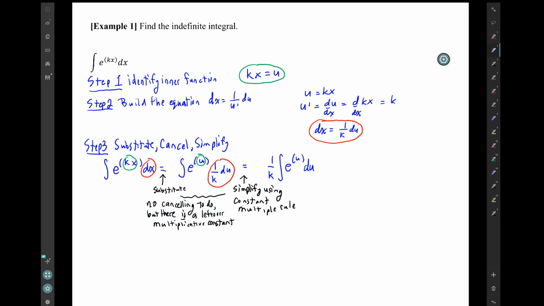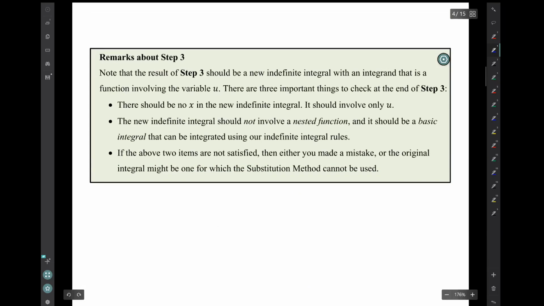So you see then that our result of step 3 is this new basic integral involving u that is not involving a nested function, it does have this 1 over k out front, but the integral itself is a basic integral. Remember that the result of step 3 should be a new indefinite integral with an integrand that's a function involving u, no x's in that new indefinite integral. The integral should not involve a nested function. So we've done everything right.